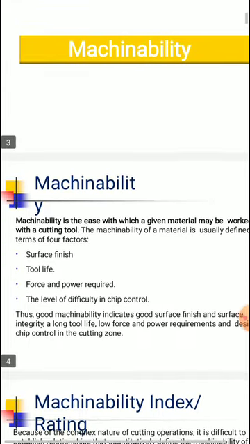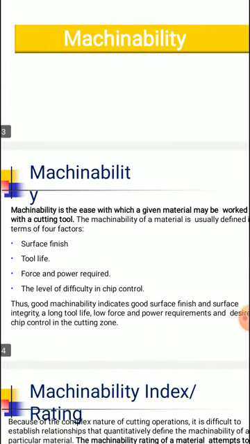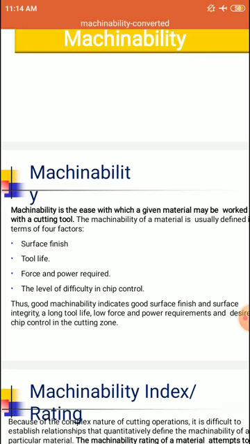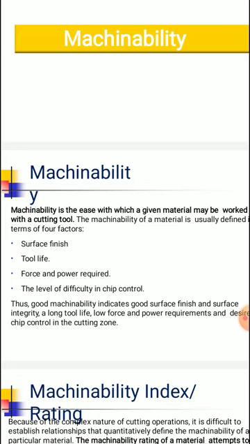Second thing is regarding the tool life. Tool life is how much the life expectancy of a tool is, how long the tool can work, carrying out the different operations on the material. Third thing is regarding force and power: how much force or how much power we are going to need to carry out the operation.